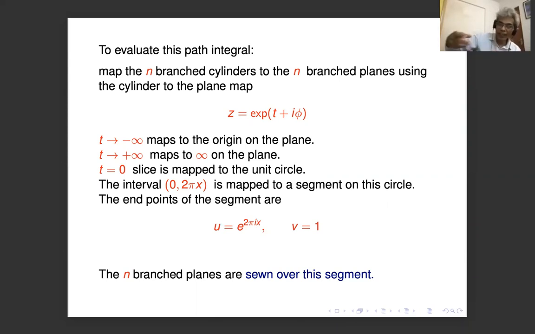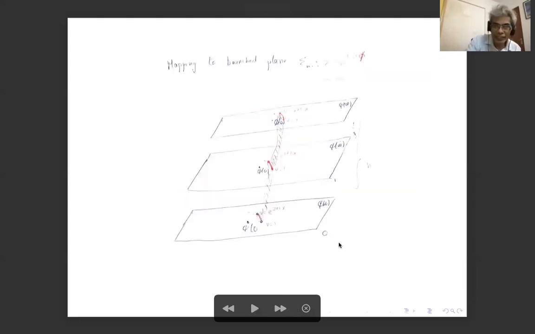And these n branch planes are glued. Now it has become a plane picture, glued over this segment. So you see, this is the other picture. We have these unit circles, and there is a segment here. It's glued to this little mouth. One mouth is glued to that and so on. Sequentially, it's glued, and then the whole thing is glued. It's hard to imagine, but this is the picture you have on the plane.